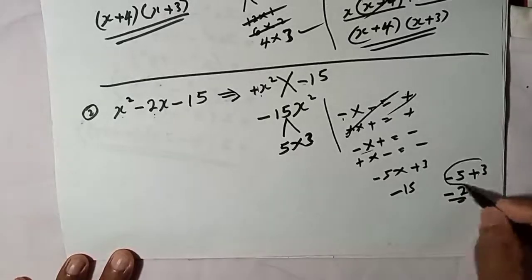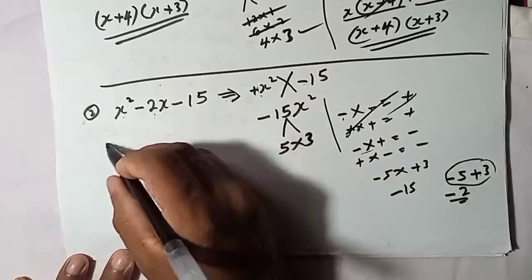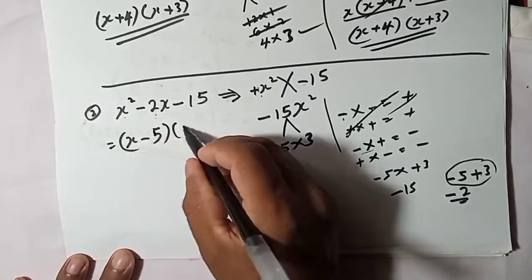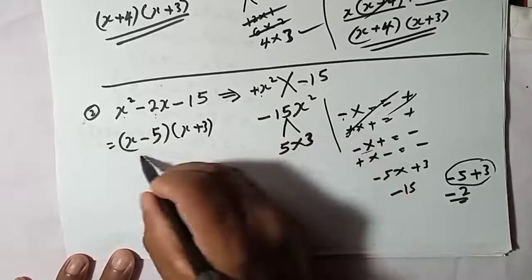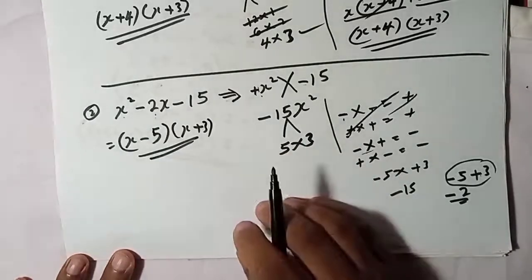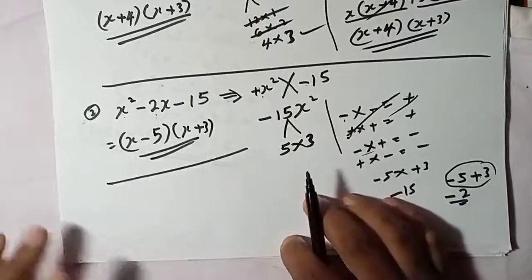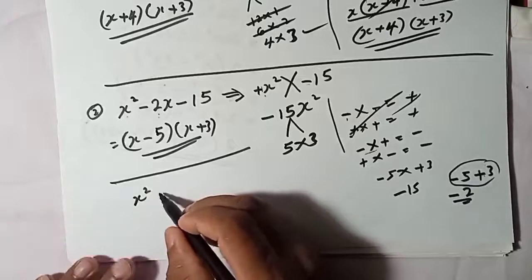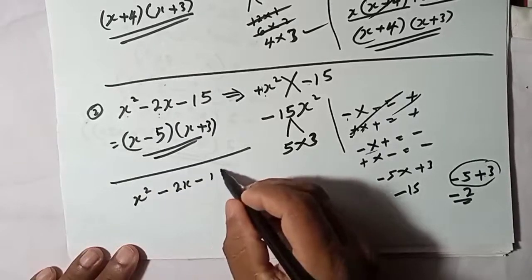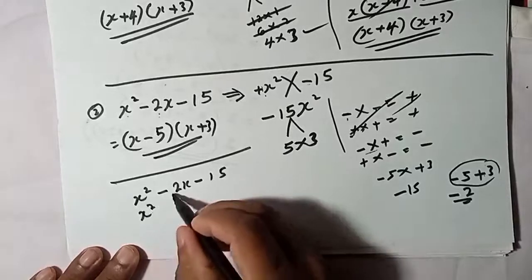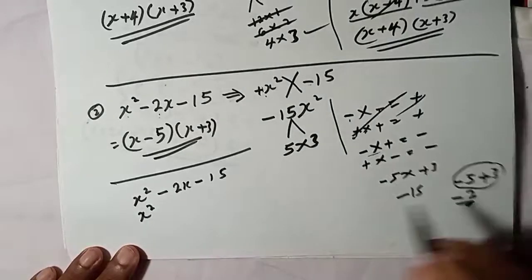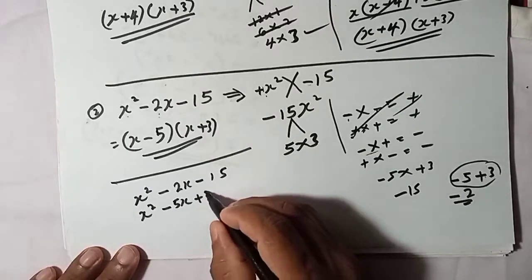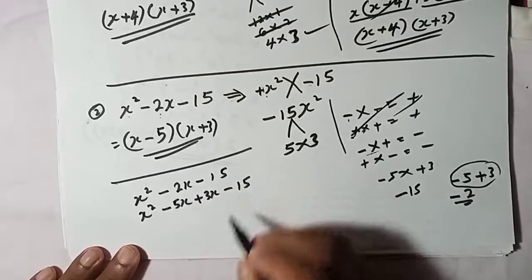So after you decide these two, you can write the answer directly: x minus 5, x plus 3, right? This is the answer. But again, I will show you another method, you can get this answer this way also. x square minus 2x minus 15, right? Replace this minus 2x with these two numbers, minus 5x plus 3x, and minus 15, right?